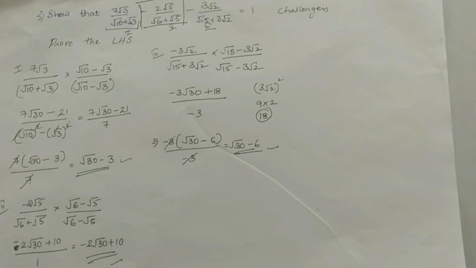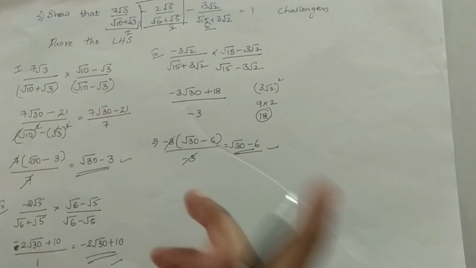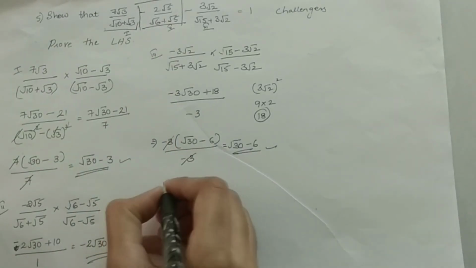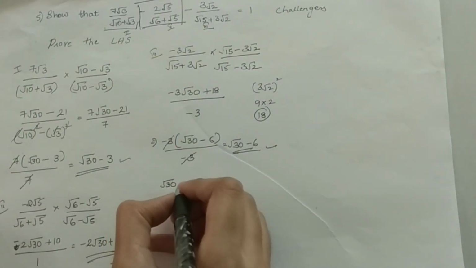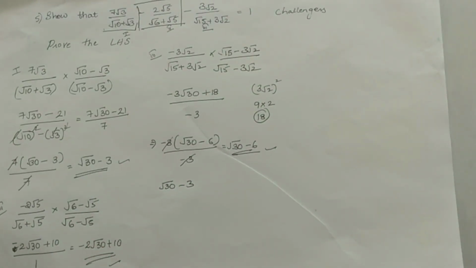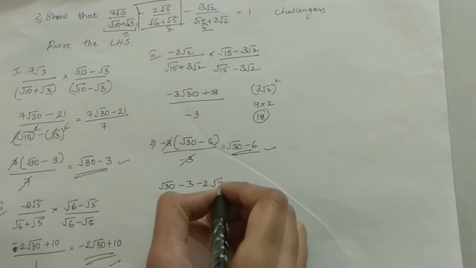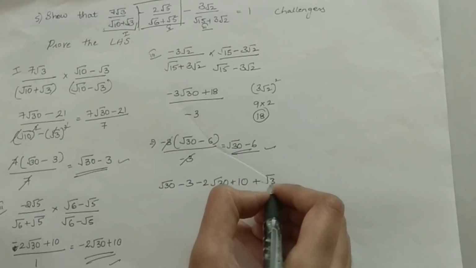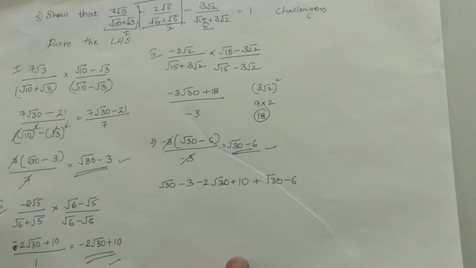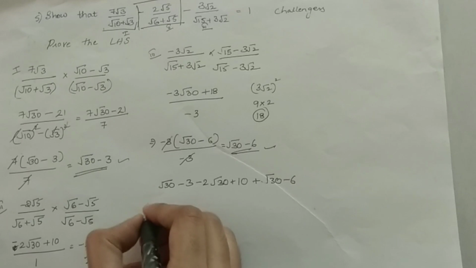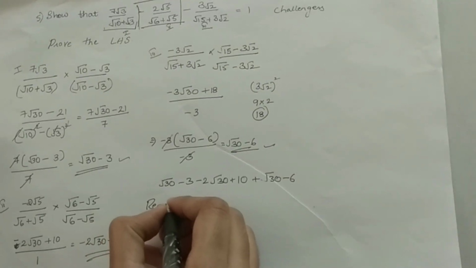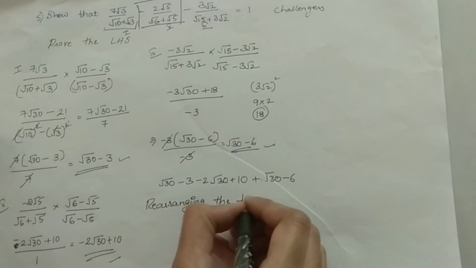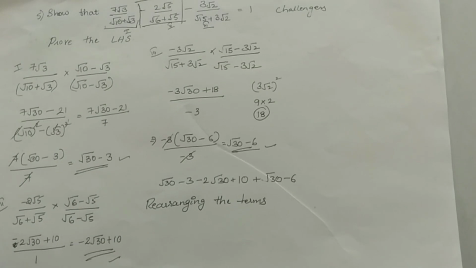Okay. Next, what we are going to do is just put these values here. The first one you will substitute, minus root 30 minus 3, and the next one is minus 2 root 30 plus 10, and the next one is plus root 30 minus 6. I have just put them down in order. Now let me rearrange the terms. We can rearrange, right?